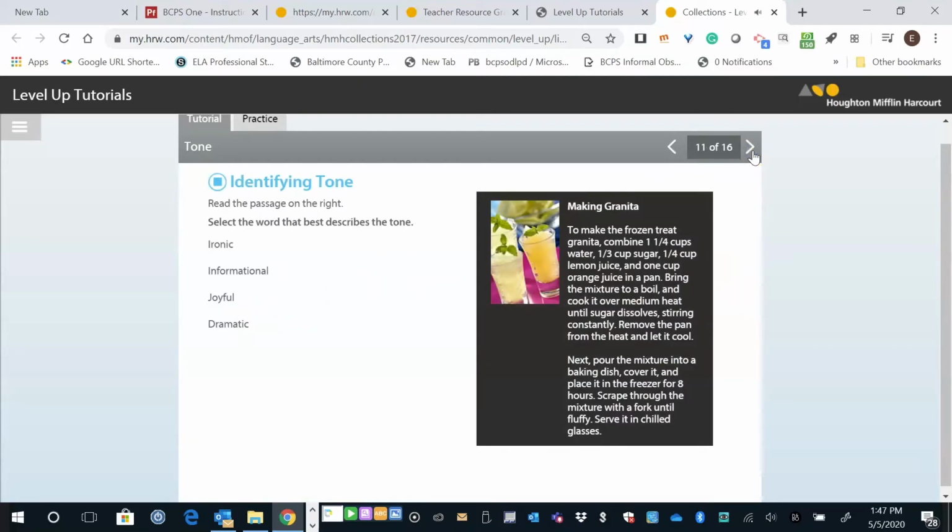Read the passage on the right. Click the word that best describes the tone. The words are ironic, informational, joyful, dramatic.